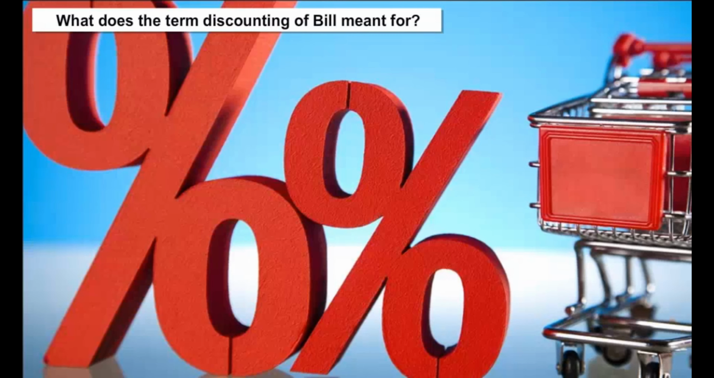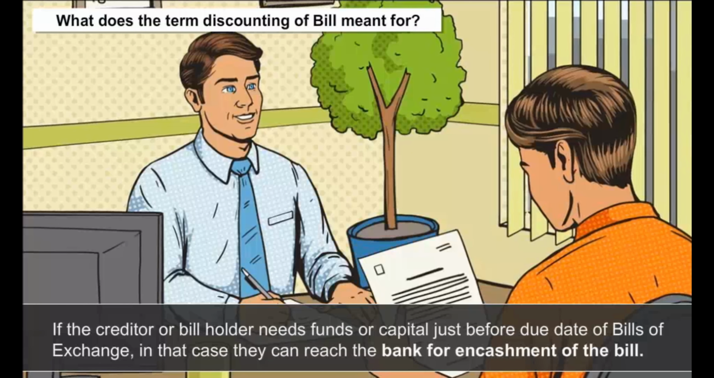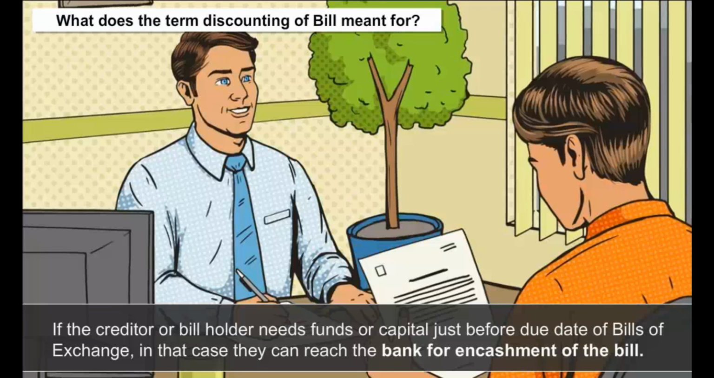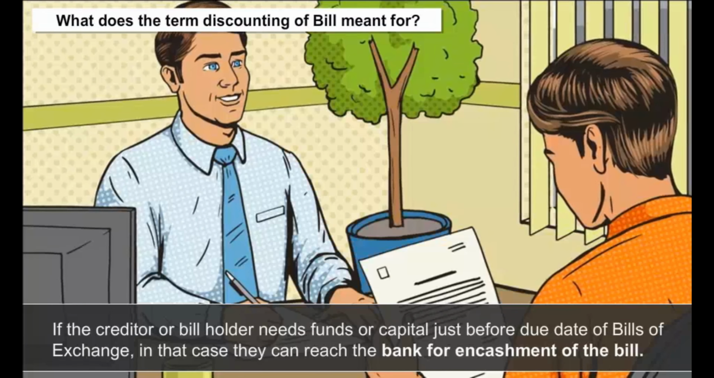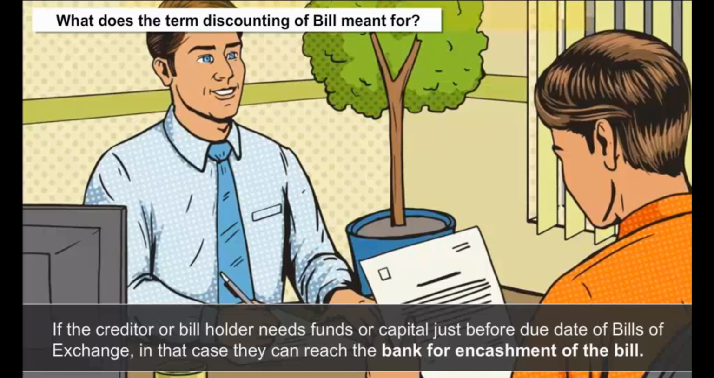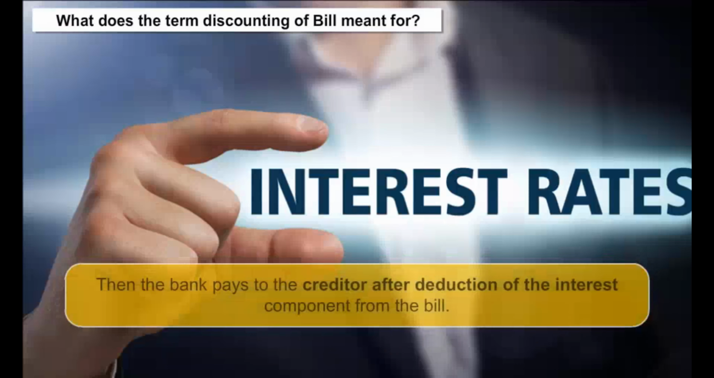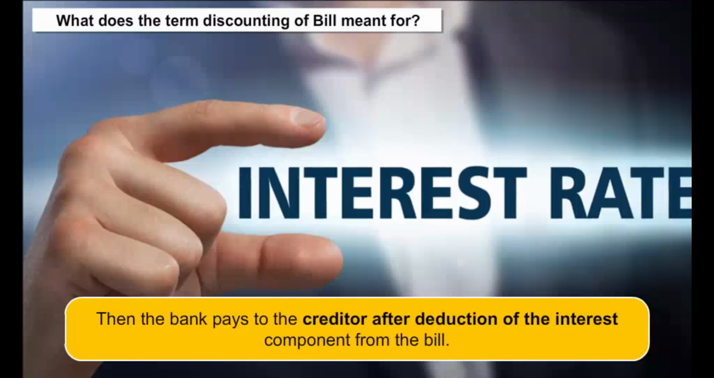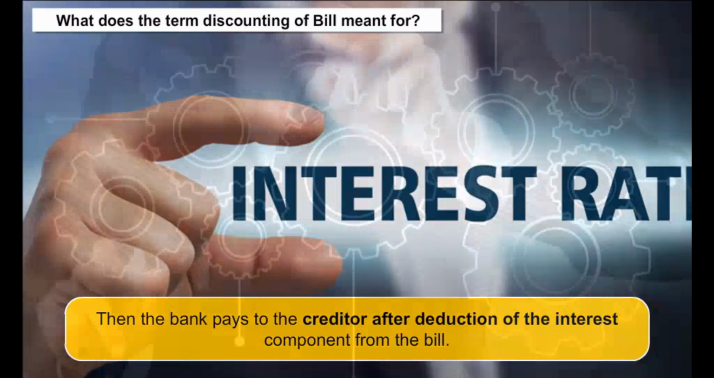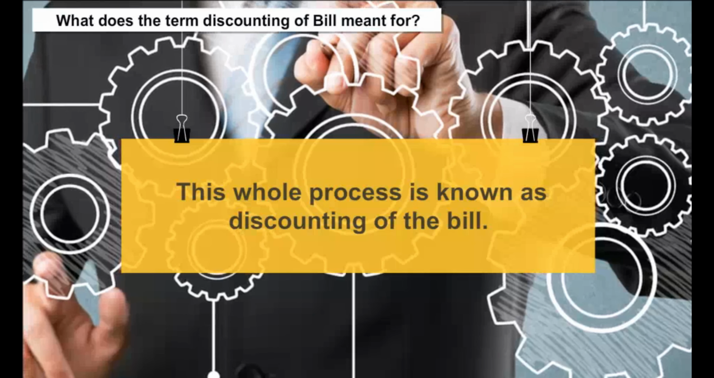Discounting of bill. What does the term discounting of bill mean? If the creditor or bill holder needs funds or capital just before the due date of the bill of exchange, in that case, they can reach the bank for encashment of the bill. Then, the bank pays the creditor after deduction of the interest component from the bill. This whole process is known as discounting of the bill.